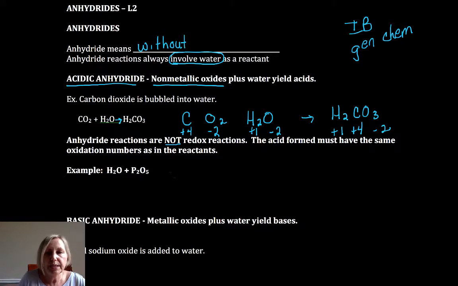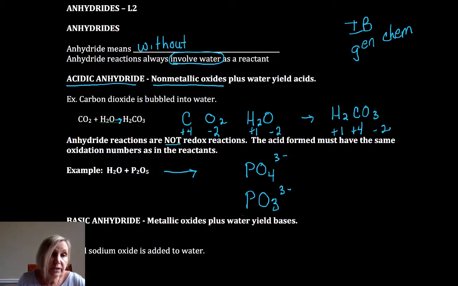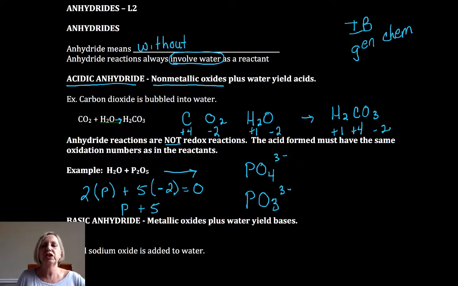So if I take water plus P2O5, I know I'm going to make an acid, and hopefully you realize that it's going to be based on PO4 or PO3, 3-. I would certainly give those two a shot. I would start with phosphate. So let's look at the oxidation number there. I've got 2 phosphorus. I don't know its oxidation number. I have 5 oxygens, it's -2, and that's got to be a 0. So if I solve this for phosphorus, I find that phosphorus has to be +5 oxidation number.